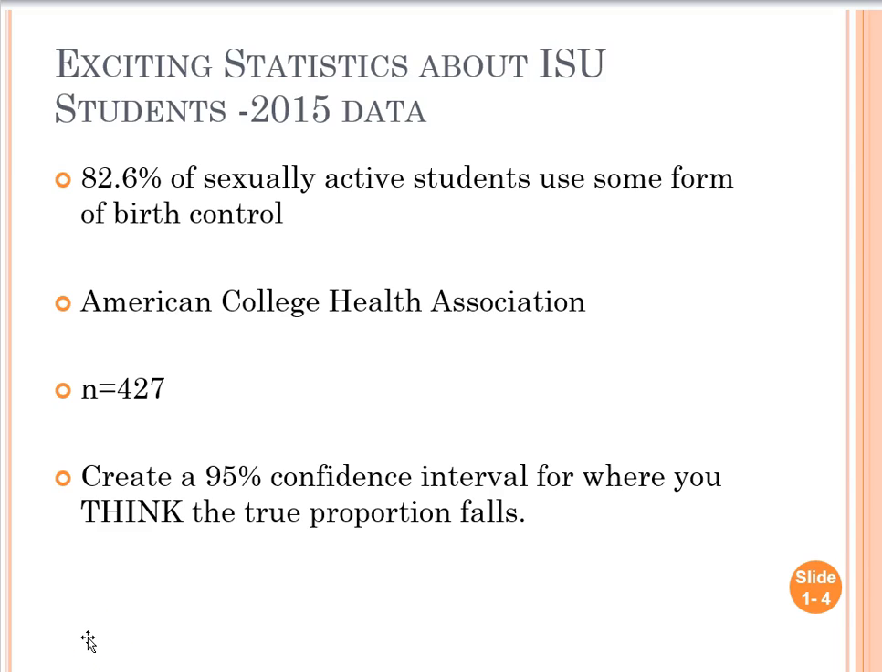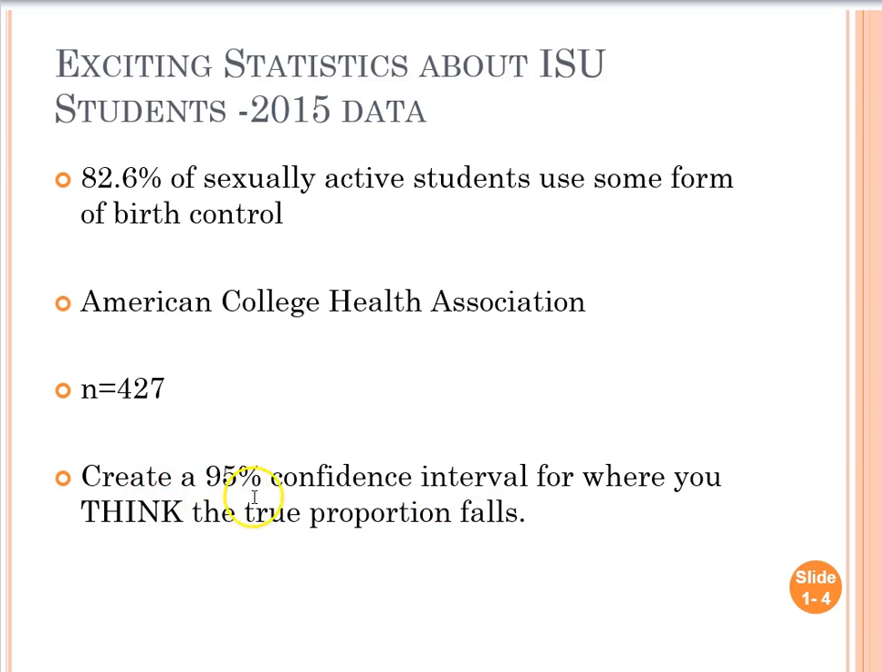So here I have collected statistics about students from ISU. This survey is done across college campuses throughout the U.S. This is just what the respondents were from ISU. So they surveyed 427 that responded to this question about the forms of birth control that the students use. From the survey, they found that 82.6% of sexually active students use some form of birth control. Again, this is just a sample of the students at ISU. And if it's random, then we can create a confidence interval about where we think the true proportion might fall.